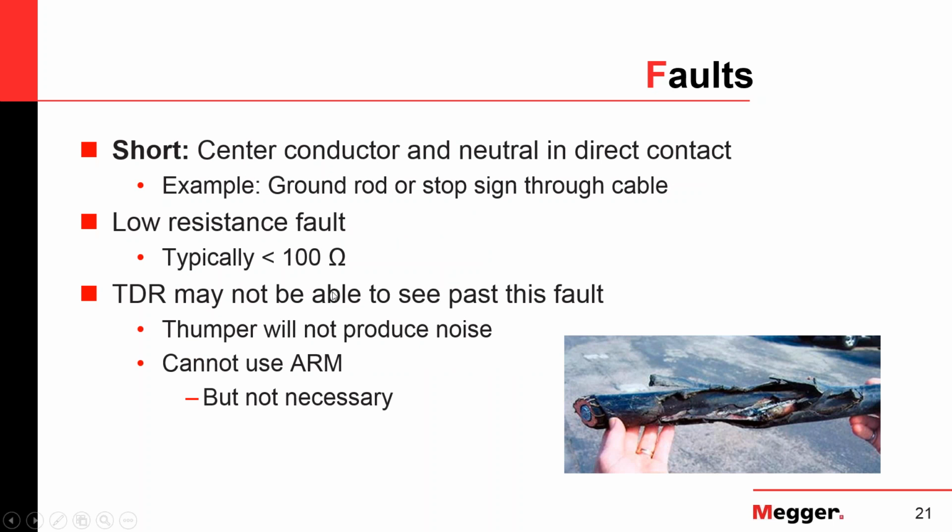And then we have a short. This typically happens when the center conductor and the concentric neutral are in direct contact. This could also be by metal pieces. The example would be somebody installed a ground rod somewhere, or a stop sign was installed, and so they hit a cable. Because they go right through the cable, the center conductor and the neutral are touching pretty much. They have an electrical connection. And these are very low resistance faults, 10 ohms, 100 ohms typically.